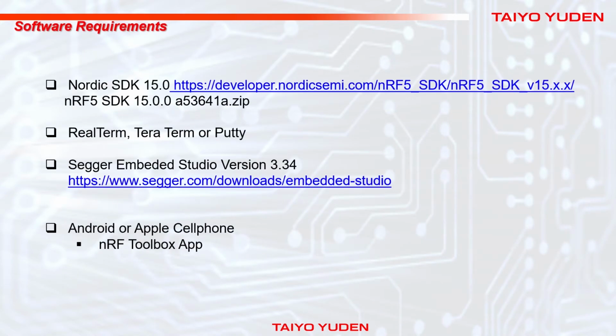Software requirements. Nordic SDK version 15.0. PC serial communication software. We will use RealTerm for this example. SEGGER Embedded Studio version 3.34. nRF Toolbox app for smartphone from App Store.